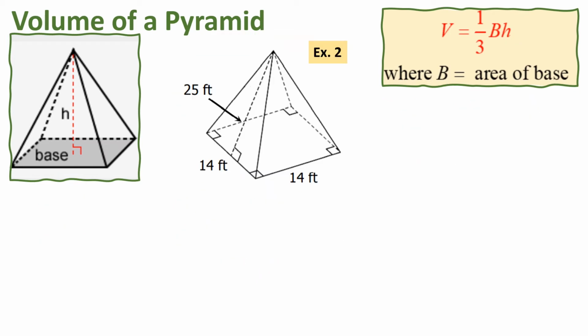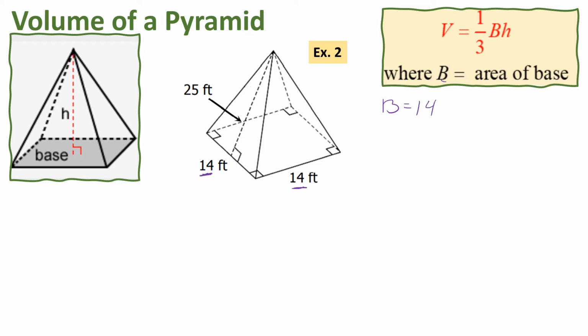Now let's take a look at this example here. The base of this pyramid is a square, and I know that it's a square because the length and the width are the same. So finding the area of this square, which is the base, is length times width.